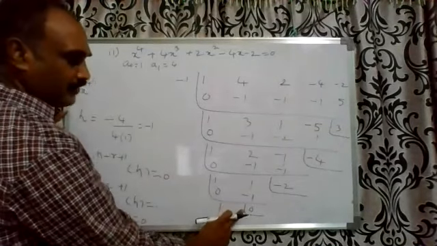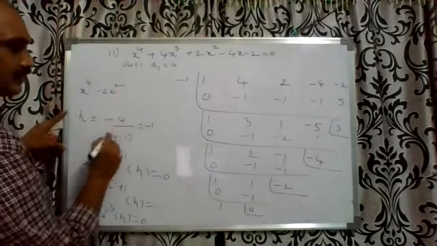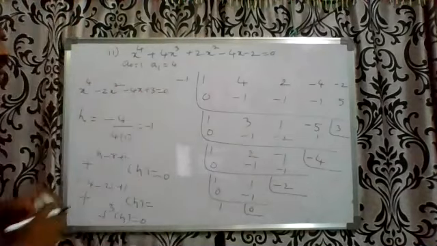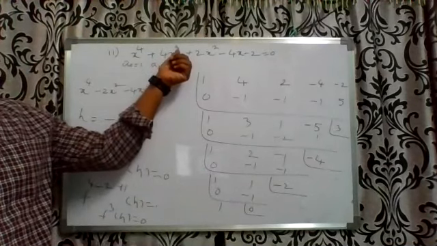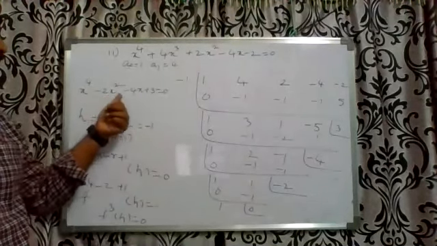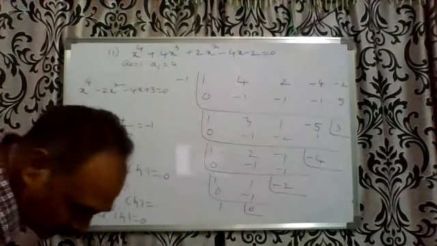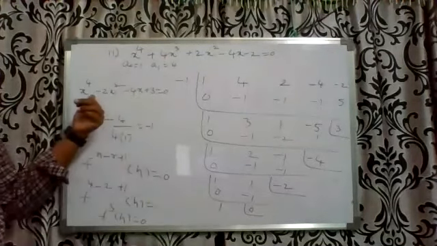This is x to the power of 3. 0. Minus 2x square minus 4x plus 3 is equal to 0. So eliminate second highest power. Here second highest power is x to the power of 3. So answer is x to the power of 4 minus 2x square minus 4x plus 3 is equal to 0.